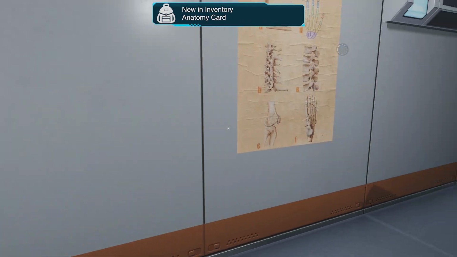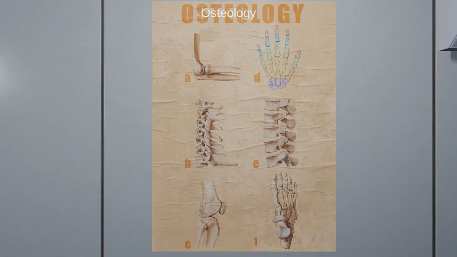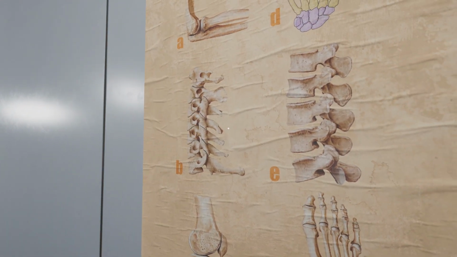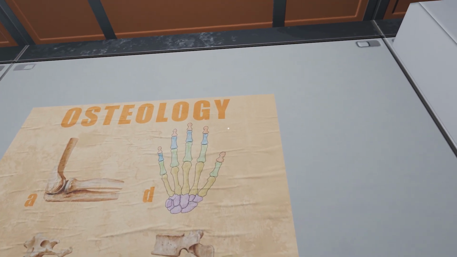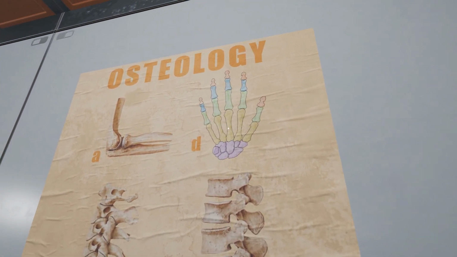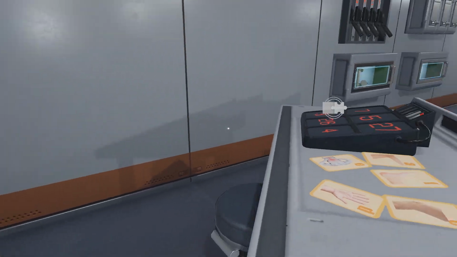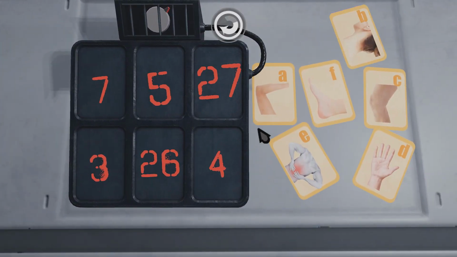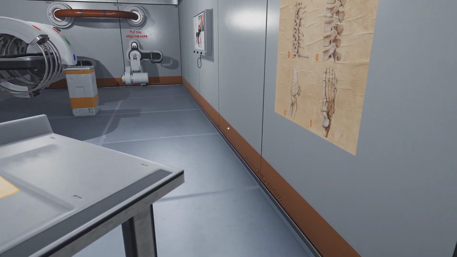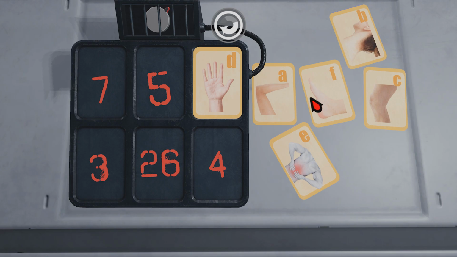All right, that's the anatomy card. Well, you know what? I'll just do this. So let's see. 1, 2, 3, 4, 5, 6, 7, 8, 9, 10, 11, 13, 14, 15, 16, 17, 18, 19, 20, 21, 22, 23, 24, 25, 26, 27 bones in the hand. And then I have to imagine that the foot is probably 26 because it's got all the other bits and bobs on it.